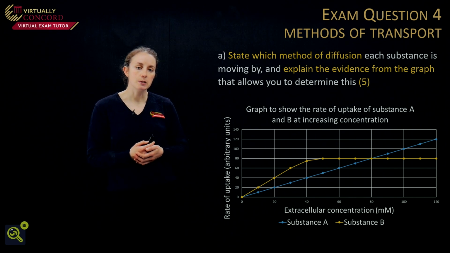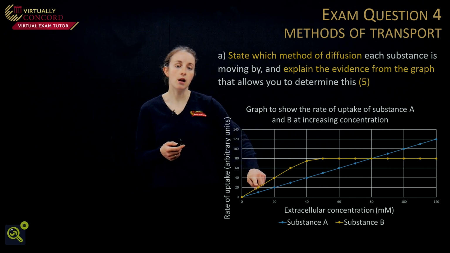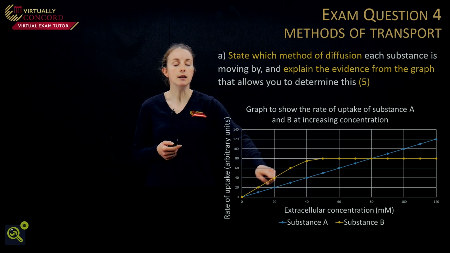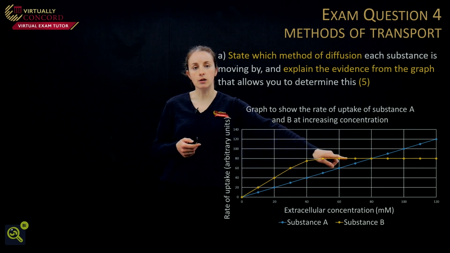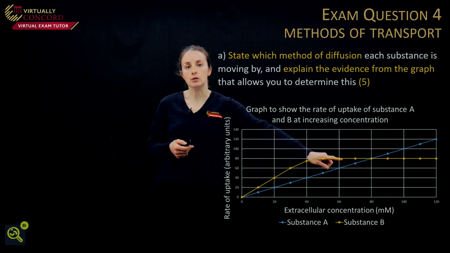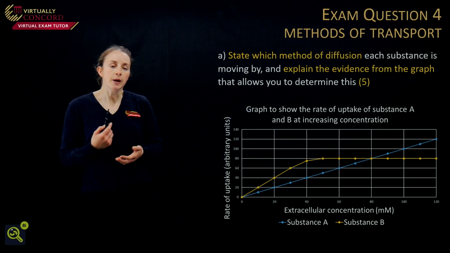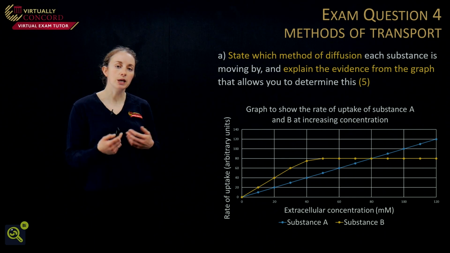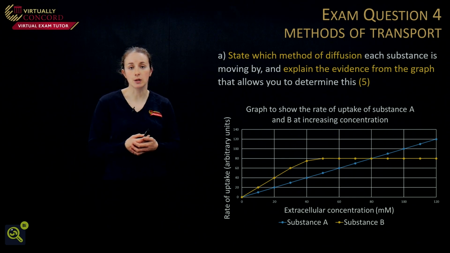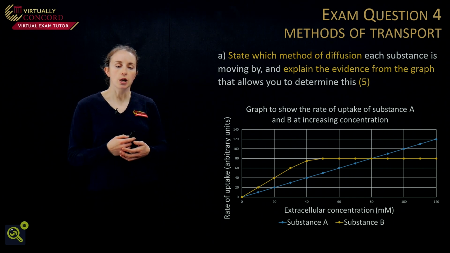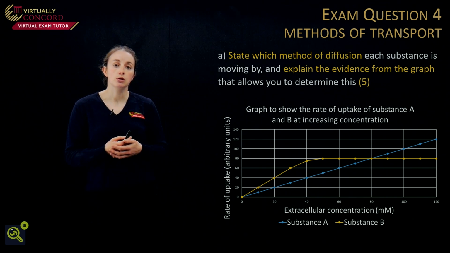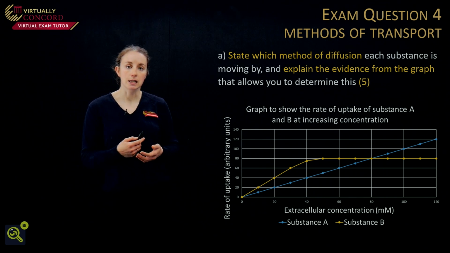And if we compare that to substance B, initially at lower concentrations, we do get a proportional increase at a slightly higher rate. But crucially, at higher concentrations, the rate levels off at a maximum rate. The reason it levels off is because something is limiting the rate of uptake. And when we're thinking about movement of substances, that something is going to be a membrane protein. When we think about simple diffusion versus facilitated diffusion, simple diffusion does not require a membrane protein, facilitated diffusion does.